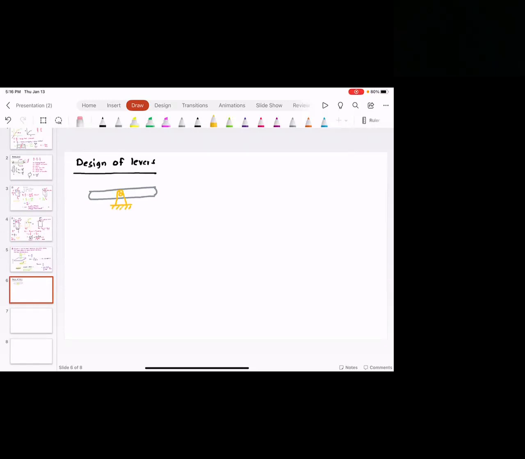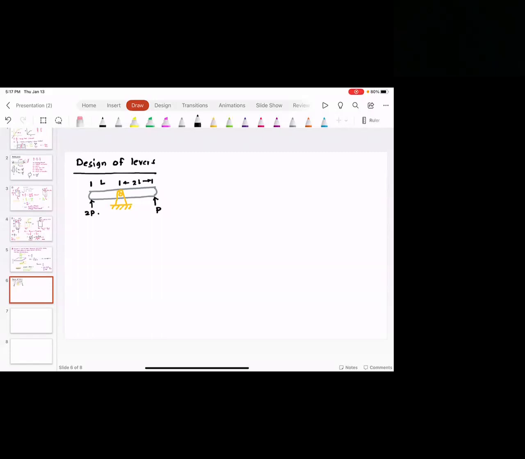And what is the purpose of this lever? The purpose of this lever is basically that the lever would give you a mechanical advantage. For an example, if this length is L, this length is 2L, just think about it. If this length is 2L, what that means is, if you have P here, the load here will be 2P. So basically the levers will give you mechanical advantage.